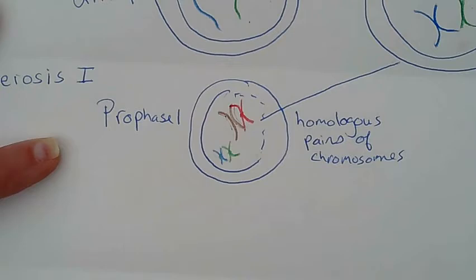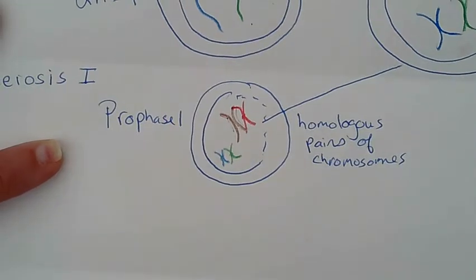And that never happened in mitosis. So this is really important because we're trying to make sure that the resulting haploids have one of each set of chromosome. One number 1, one number 2, one number 3, one number 4. So this is how they do it.